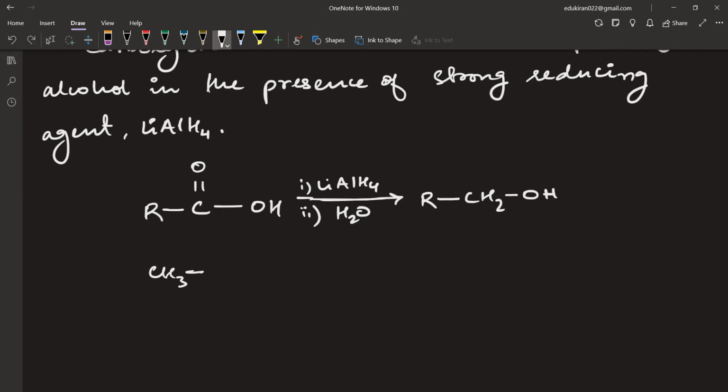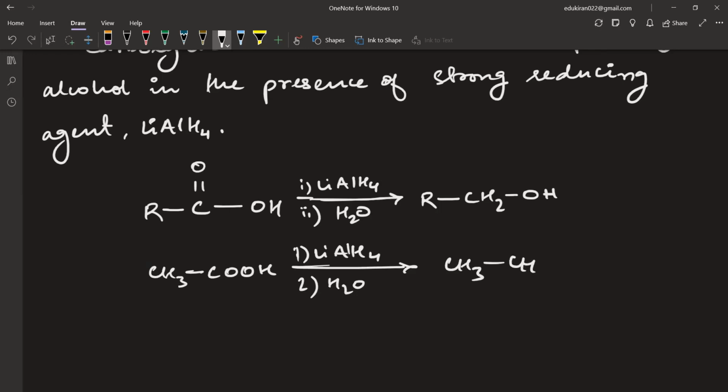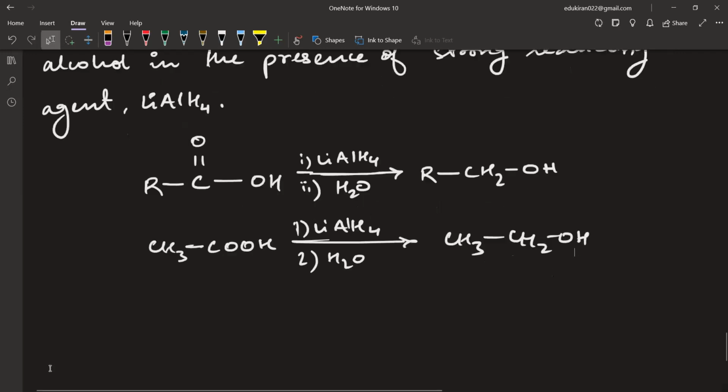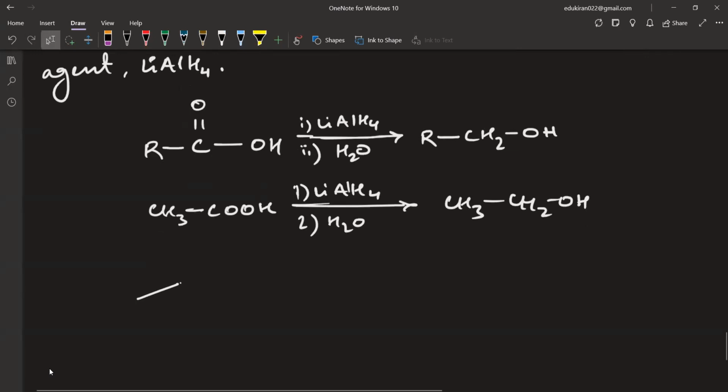अगर आपके पास CH3, COOH इस तरह से कुछ दिया हुआ है, and you have LiAlH4 in the first step. Second step में आपके पास क्या है? पानी, then CH3, दो कार्बन है, दो कार्बन का आपके पास क्या बन जाएगा? अल्कोहल बन जाएगा, CH3CH2OH. ध्यान रखिएगा.